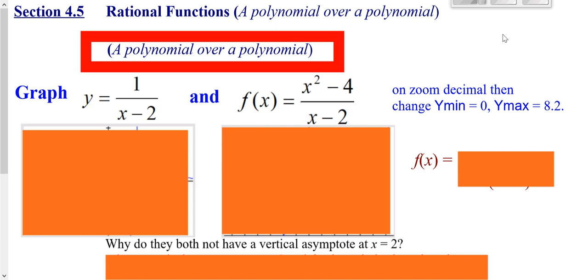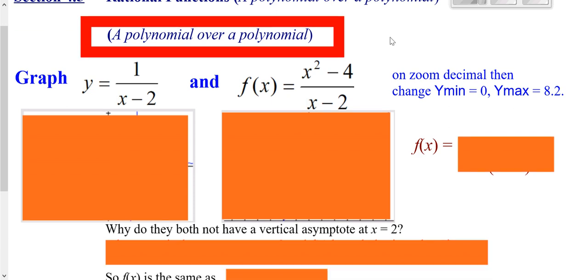We're going to go ahead and take a look at rational functions and graphing rational functions. A rational function is defined to be a polynomial over a polynomial. Make sure that you know that a rational function is a polynomial over a polynomial.